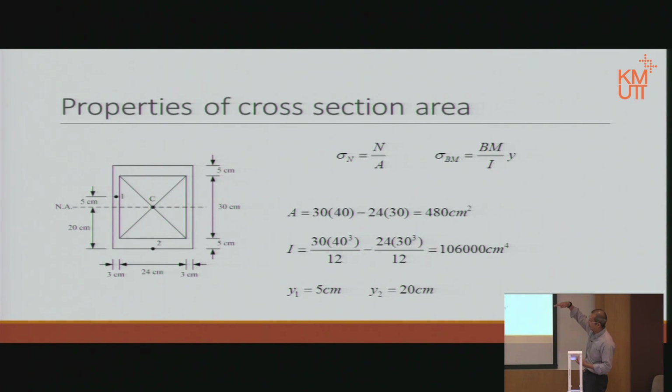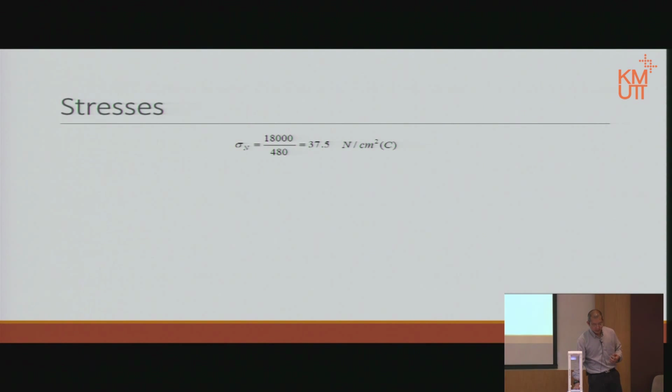Measure up. Then y of point 2, from the neutral axis, measure down, right? Total of 20. Then we substitute. Axial stress caused by axial force for point 1, we substitute 5. Now, because this bending moment is smiling, remember, on the top, compression. Above the neutral axis, compression. Below the neutral axis, tension.